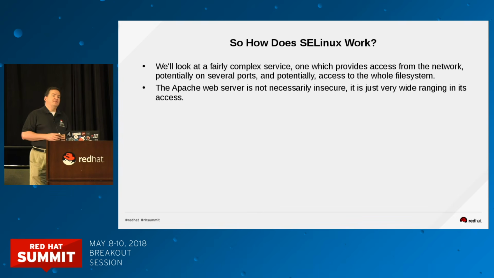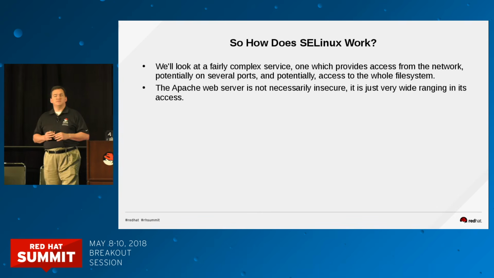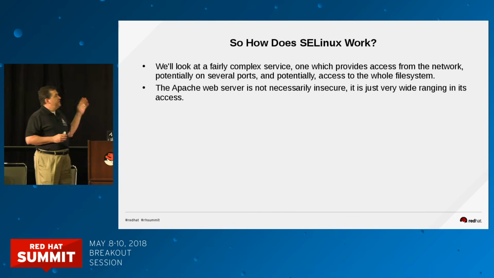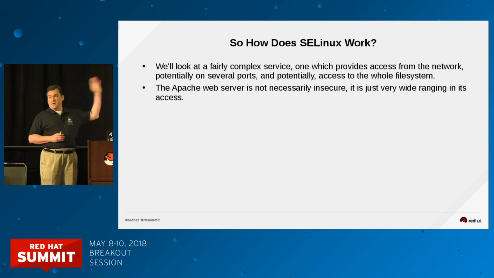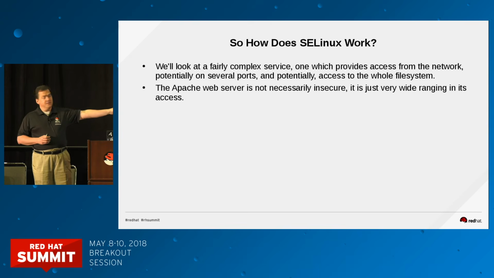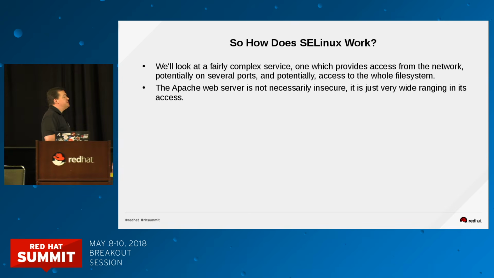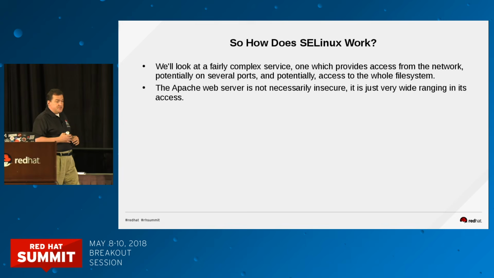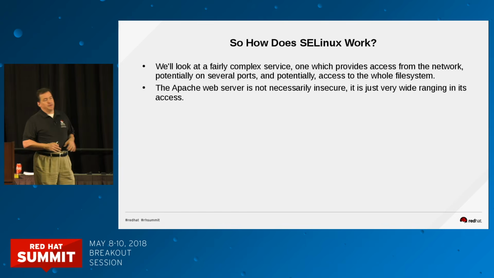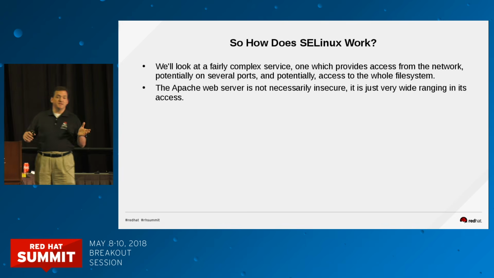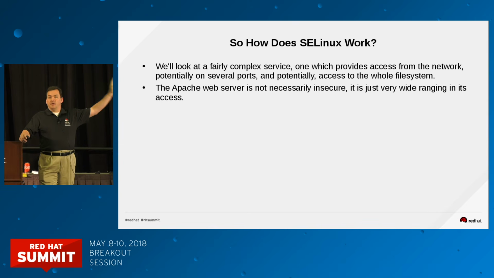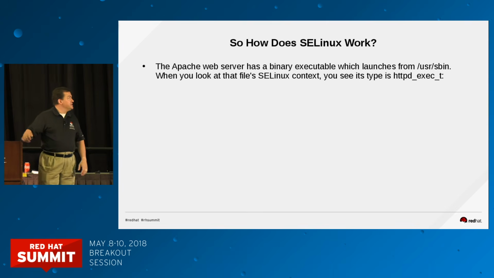So I'm going to use a fairly complex service as an example. This service provides access to pretty much your entire file system, depending on how it's configured, and it listens on the network, and so it can potentially be a source of security risk, although I do want to make clear, I'm not up here saying that Apache is insecure. It's not. It's pretty doggone secure. But because of its ability to access the entire file system, it makes a great example for talking about SELinux.